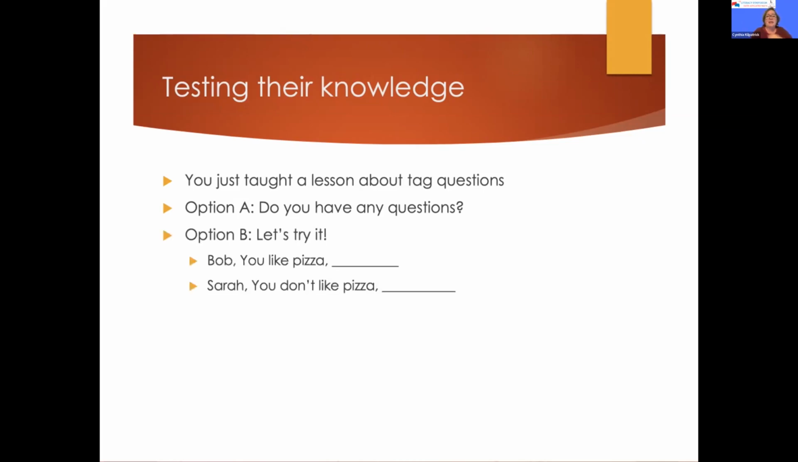Okay, so here's an example. You just taught a lesson about tag questions. So one thing that many teachers do is they teach the lesson about tag questions, and now we've explained the grammar of it. And then we say, do you have any questions? And nobody says anything. And we assume that that means that students don't have questions and we move on. But a better option is option B.